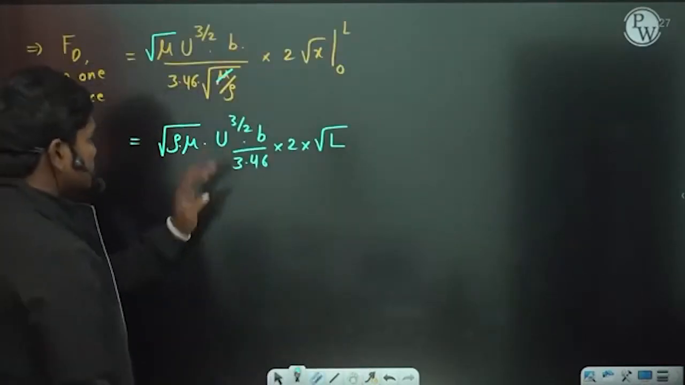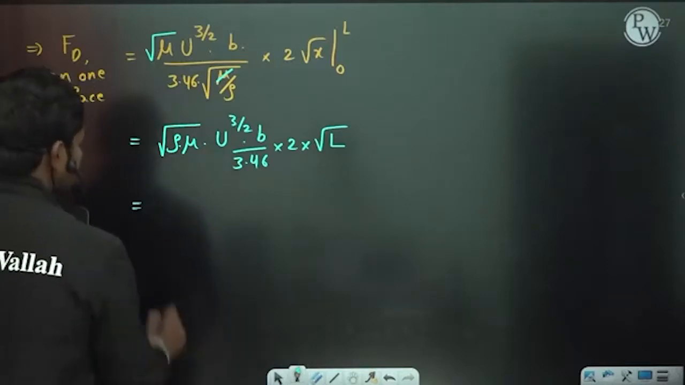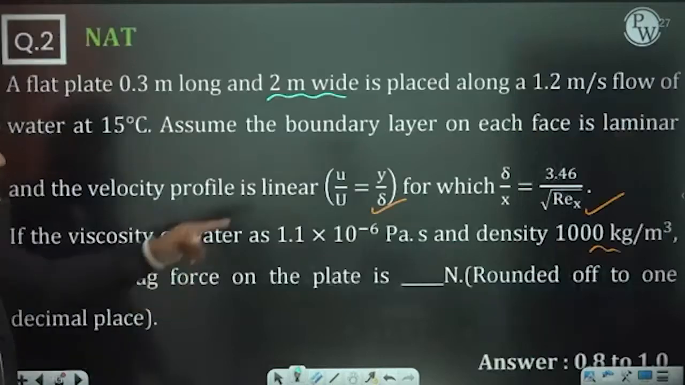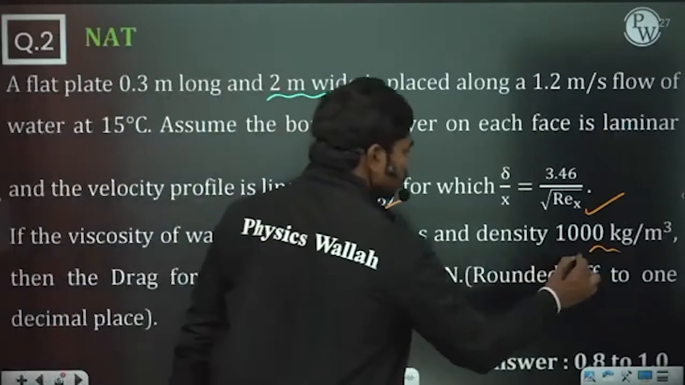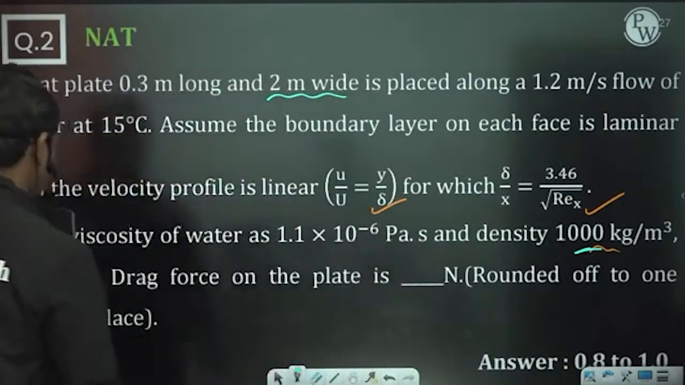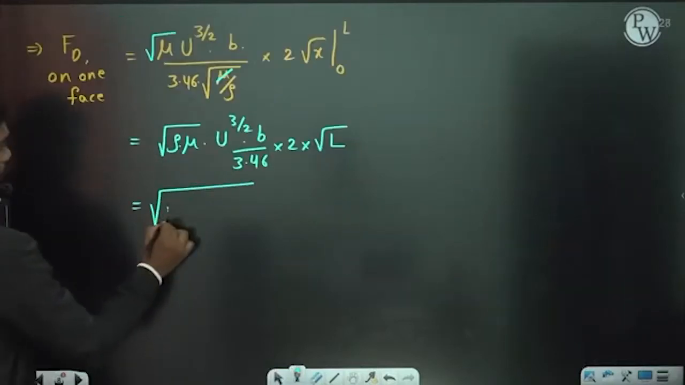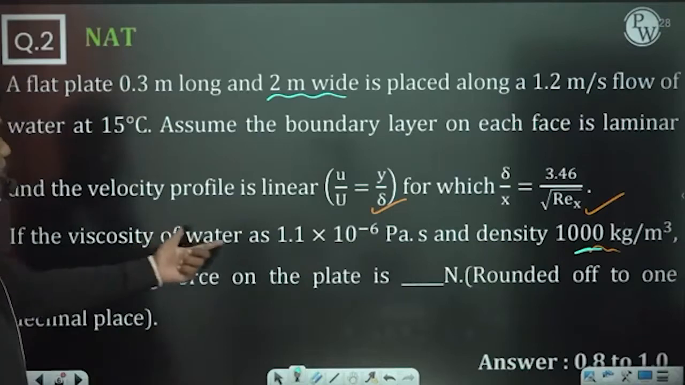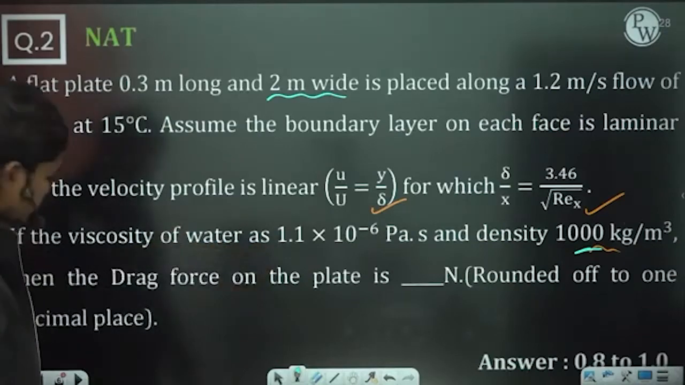If you apply this result, then let us simplify the total value. Square root of, what is the density value here? The density is 10^3, the fluid is water basically, so this is 10^3, into the dynamic viscosity value. What is the dynamic viscosity value? They have given you 1.1 into 10 to the power minus 6.